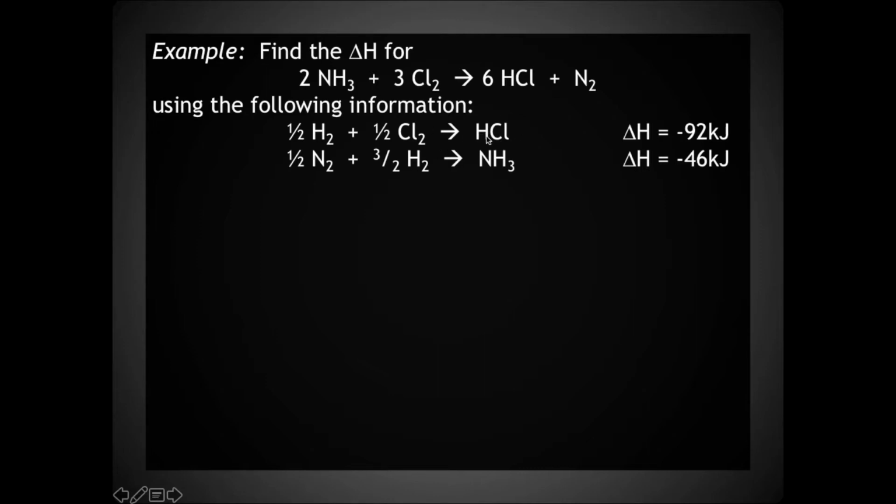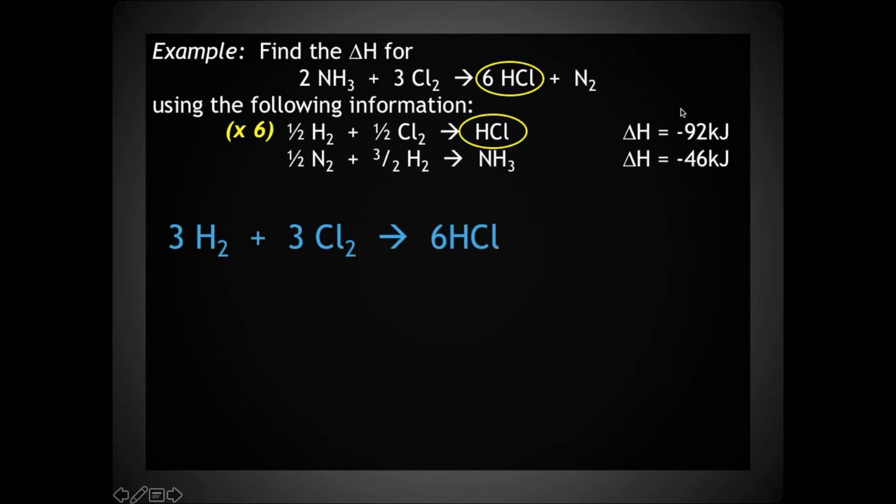But you could do it. Hydrochloric acid is here, and it's also here. So it's on the same side of the arrow, so we're not reversing it. However, there's 6 of them. So we do need to multiply this whole equation by 6. So that's what we're going to do. We multiply the whole equation by 6 plus its enthalpy. So don't forget, we need to multiply this by 6.